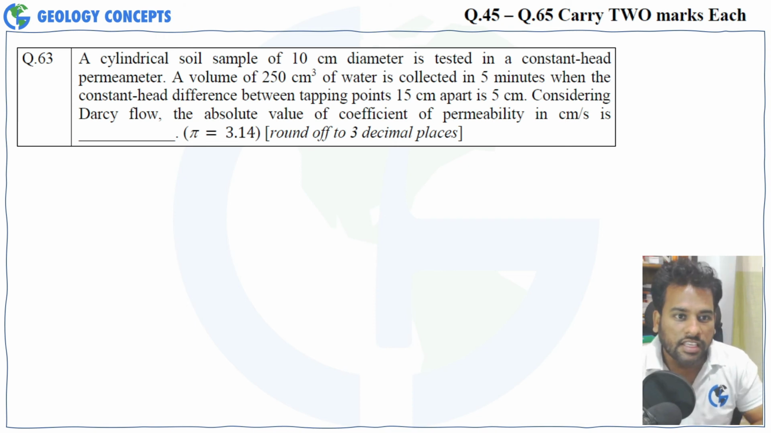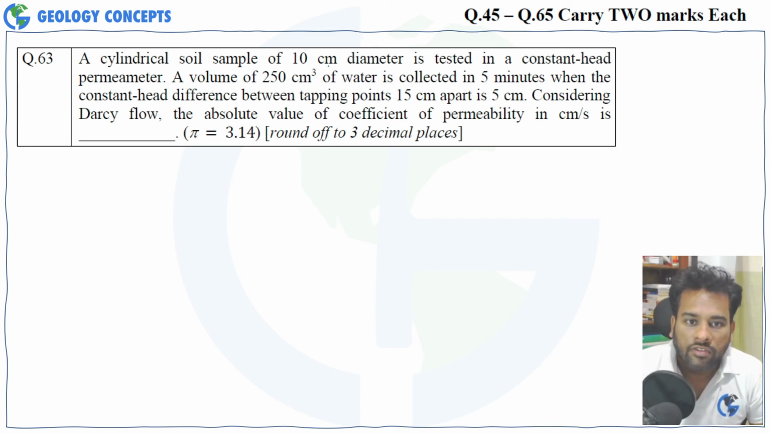Question number 63. A cylindrical soil sample of 10 centimeter diameter is tested on a constant head permeameter. A volume of 250 cubic centimeter of water is collected in 5 minutes when the constant head difference between the tapping points, which are 15 centimeter apart, is 5 centimeter. So the head is 5 centimeter, so hydraulic gradient will be... it is asking what is the coefficient of permeability.